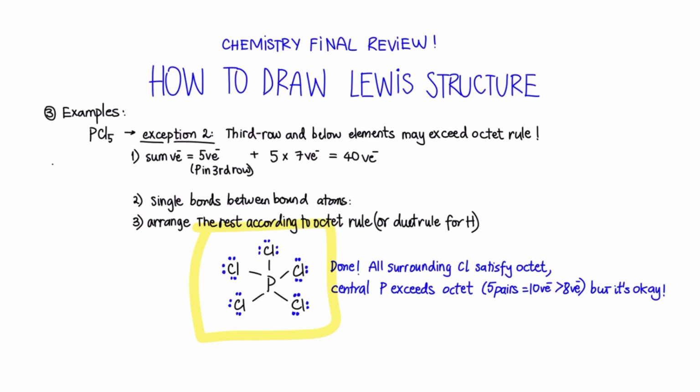We see here that all the surrounding chlorines satisfy the octet rule, except for the center phosphorus atom. The center phosphorus atom exceeds the octet rule because it has 5 pairs of valence electrons, or 10 valence electrons, but it's okay, because according to this exception to the octet rule, third row and below elements may exceed the octet rule, having more than 8 valence electrons in the Lewis structure. And we see here the phosphorus is in the third row, so it's okay for phosphorus to have more than 8 valence electrons.